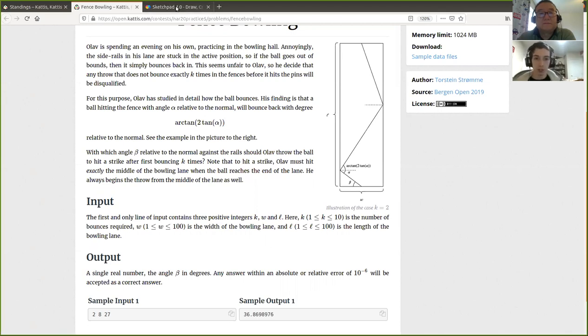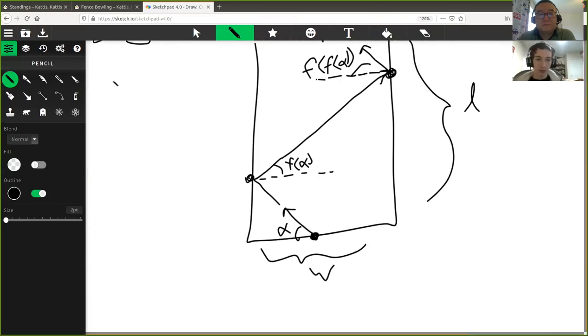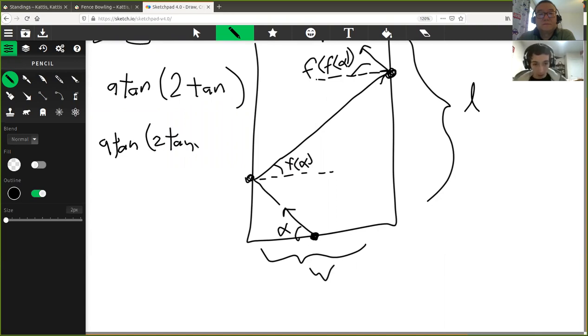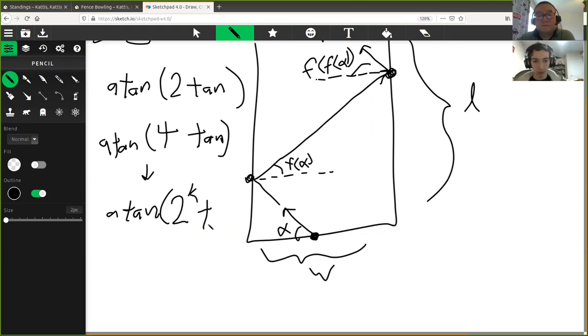There were two different solution ideas. One was to look at this formula and try to solve it mathematically. You can realize that if you apply the function again, you undo the tangent from the previous time. So we have arctan of 2 tan at first. Then we have arctan of 2 tangent of arctangent of 2 tangent. The tangent and arctangent are inverses of each other, so we end up getting 4 tangent here. Similarly, it goes to arctangent of a power of 2 times tangent.